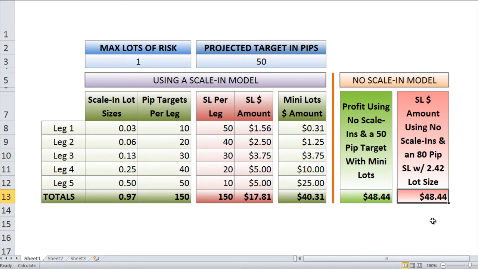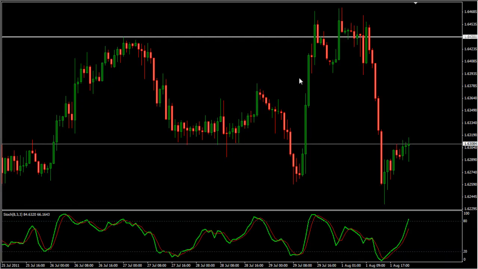Instead of risking $48.44, or say $50, we would instead only be risking $17.81. And that's because we scaled in as price went against us, and every new scale-in position had a smaller stop loss. So hopefully that makes sense to you. While we're giving up a little bit of the option of better profits, not a big option, we're definitely having a better risk to reward ratio in our stop loss amount, and we're allowing ourselves to not take a single entry and hope that we were right with the right stop loss, but we can actually scale into it.